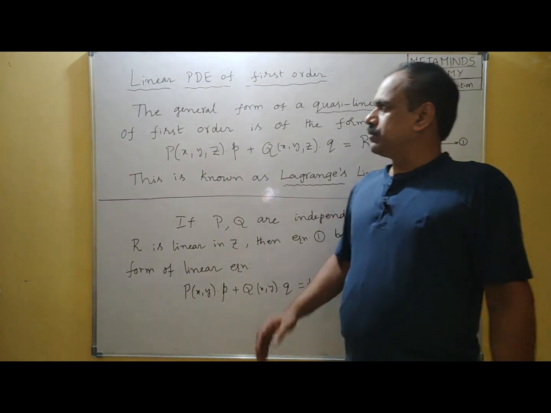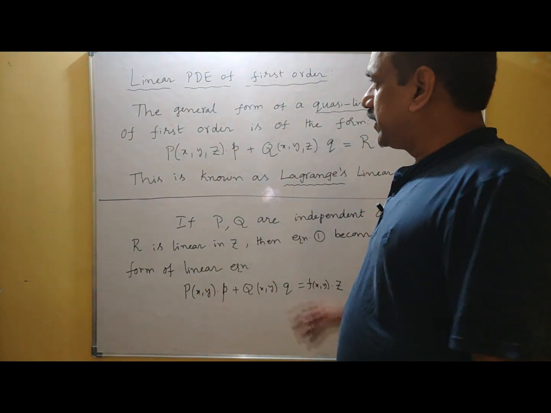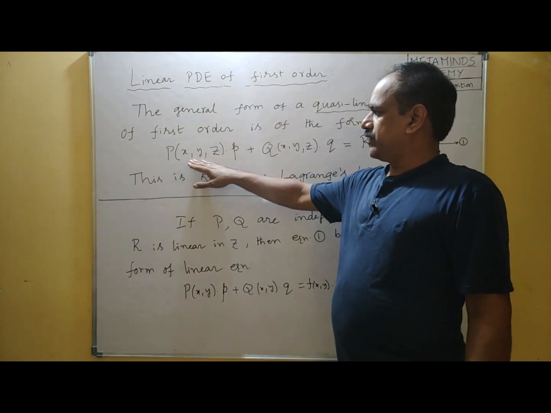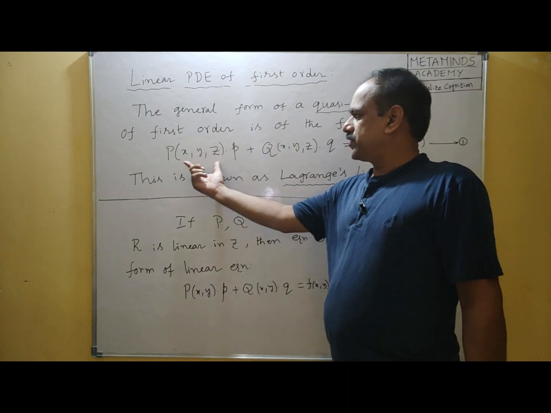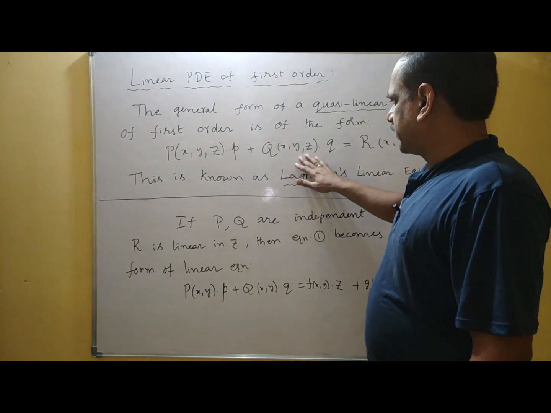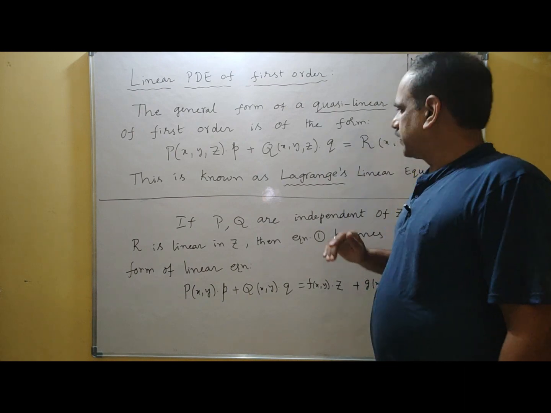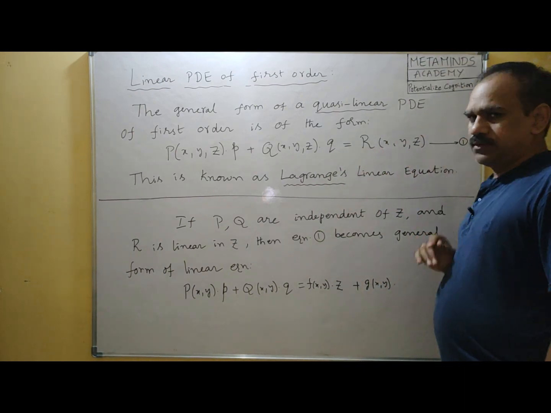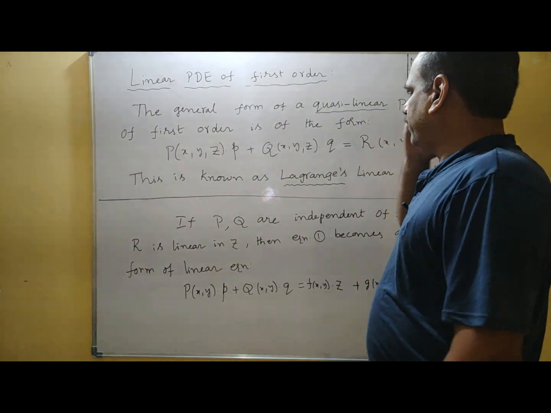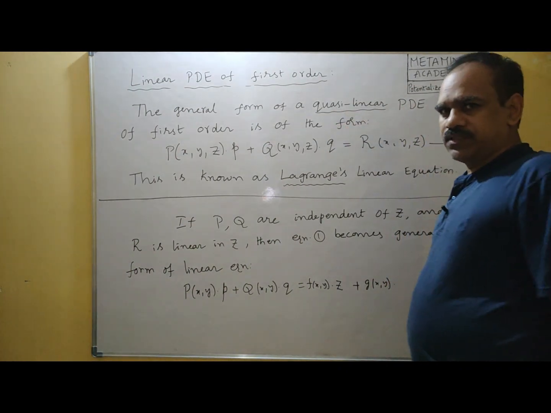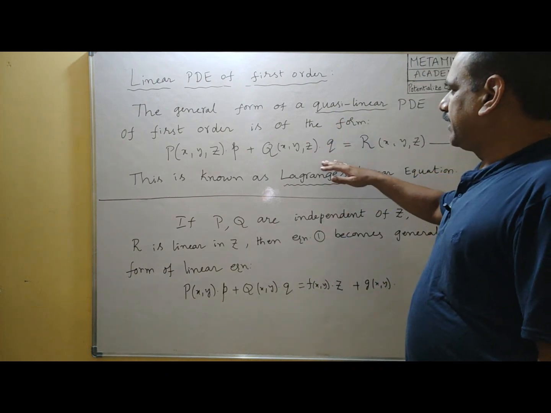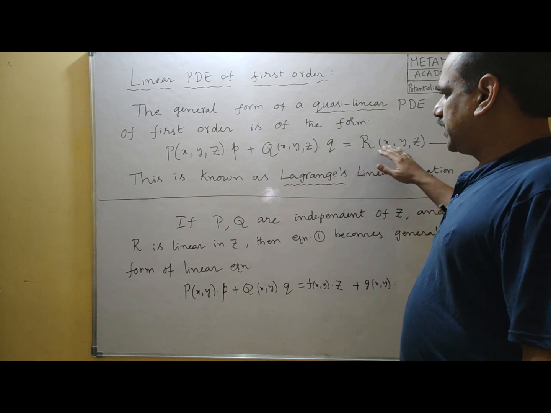Okay. Now coming to the general form of a partial differential equation: a first order equation of this form is P(x,y,z)·p, that means any function of x, y, z multiplied by ∂z/∂x, plus some function of x, y, z, Q, into ∂z/∂y, equal to a function R of x, y, z. If the equation is in this form, it is the general form of a quasi-linear partial differential equation. This is the most general form of quasi-linear.